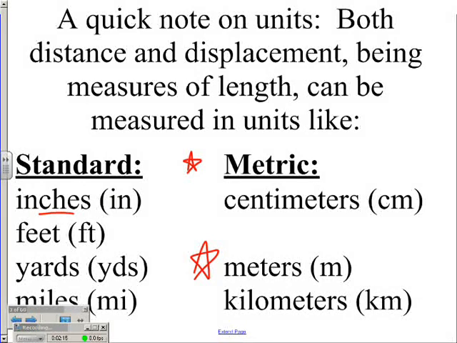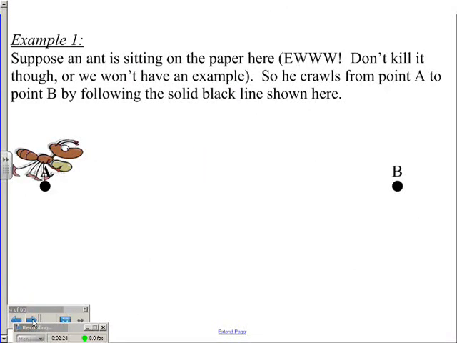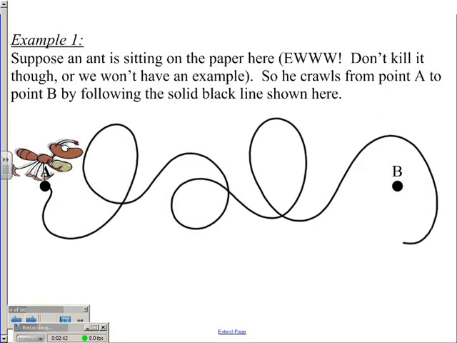Like I said, let's do an example where we actually have a moving object, and we can talk about both the distance and the displacement. Here's our object. I have an ant on my screen, and the ant is going to crawl from point A over here to point B. Let's suppose he does that. The distance is the length of the actual path that the ant follows. If the ant follows this big, long, curvy path, then if we somehow took that line and stretched it out into a straight line and measured how long it was, that would be his distance. So the distance is the length of that solid line there.